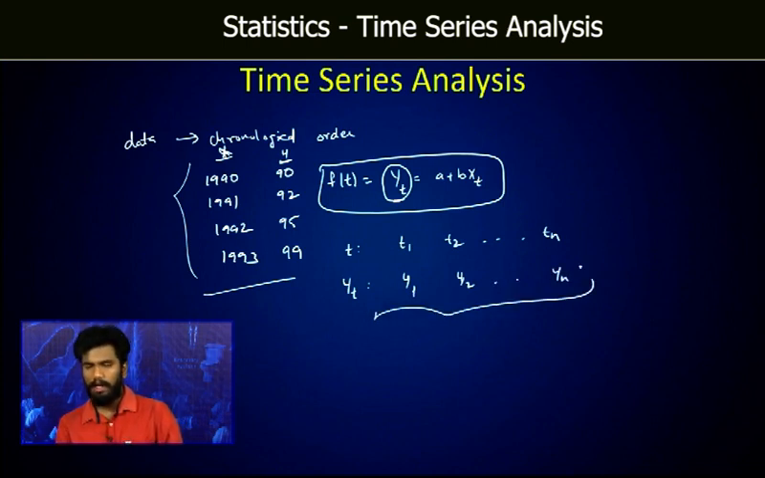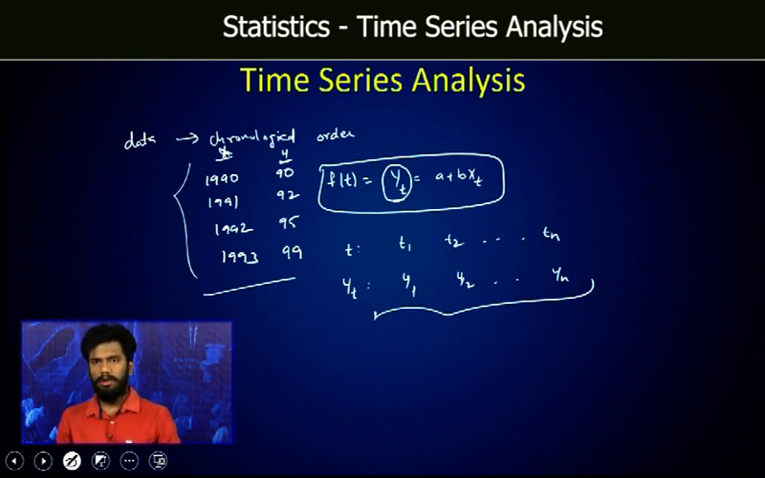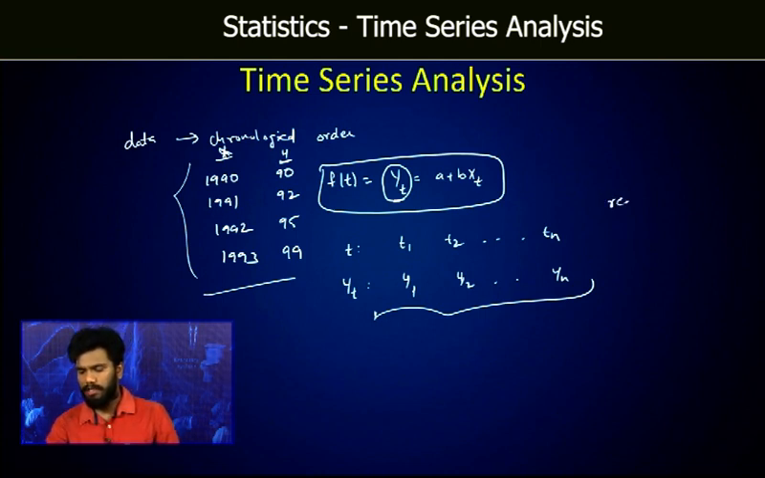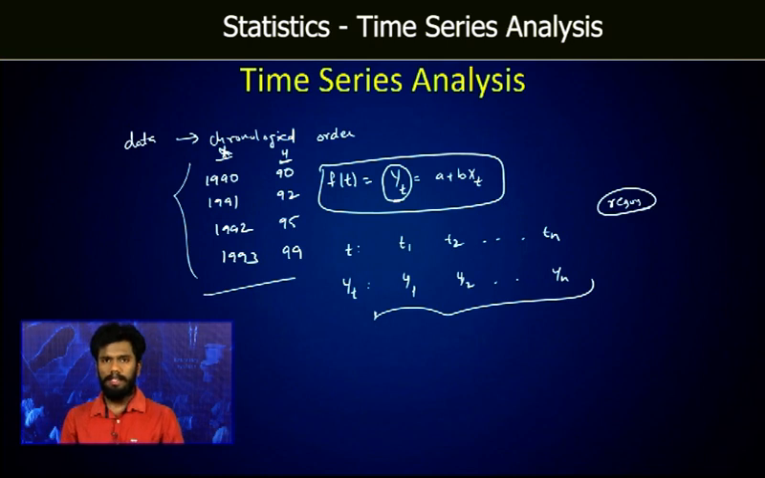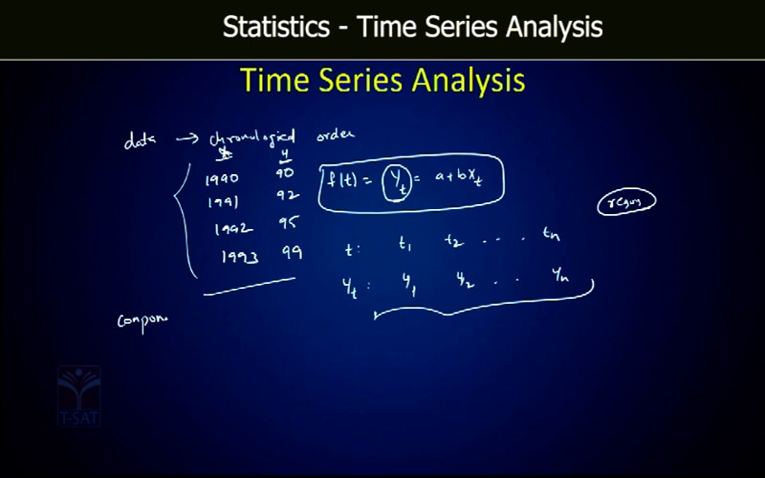Now, these y values will not constantly increase or constantly decrease. They will fluctuate. At one point they will increase, at some other point they will decrease. So these are the y values with respect to the time periods t1, t2 up to tn. There are many reasons for these fluctuations, and we call them components. There are majorly 4 components in the time series.